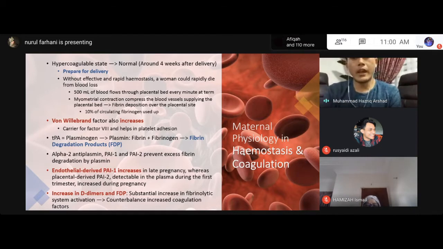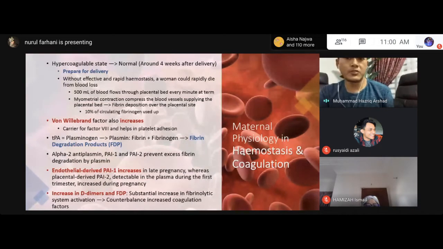Other than that, von Willebrand factor also will be increased, and the function of von Willebrand factor is that it is a carrier for factor 8, and it helps in platelet adhesion. And not to forget about the fibrin degradation product: tissue plasminogen activator will activate plasminogen into plasmin, and plasmin will degrade fibrin. Fibrinogen will be activated into fibrin, and fibrin will be degraded, becoming fibrin degradation product, or we call it D-dimers. So D-dimers will be increased as we showed in the previous table.